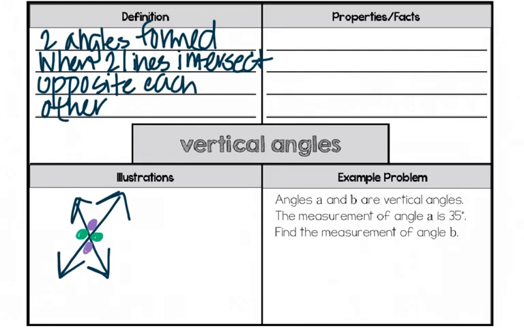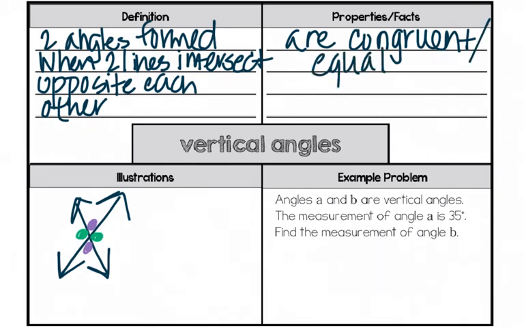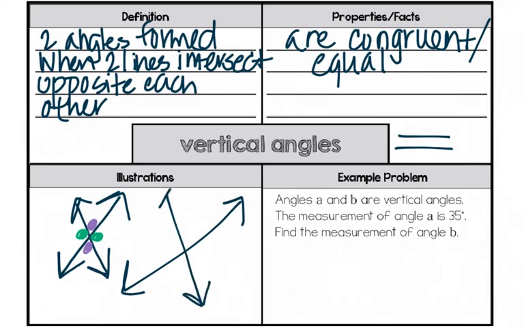The big thing in properties or facts that you need to take away from this, and we talked about it in the last video, is vertical angles are congruent. And what did we say congruent means? They are equal. Okay, so vertical angles, I'm going to write a big equal sign right here. What that means is they share the same measure. So if I say that this angle right here is 55 degrees, what is this angle? It's also 55 degrees, okay? Because vertical angles share the same measure.